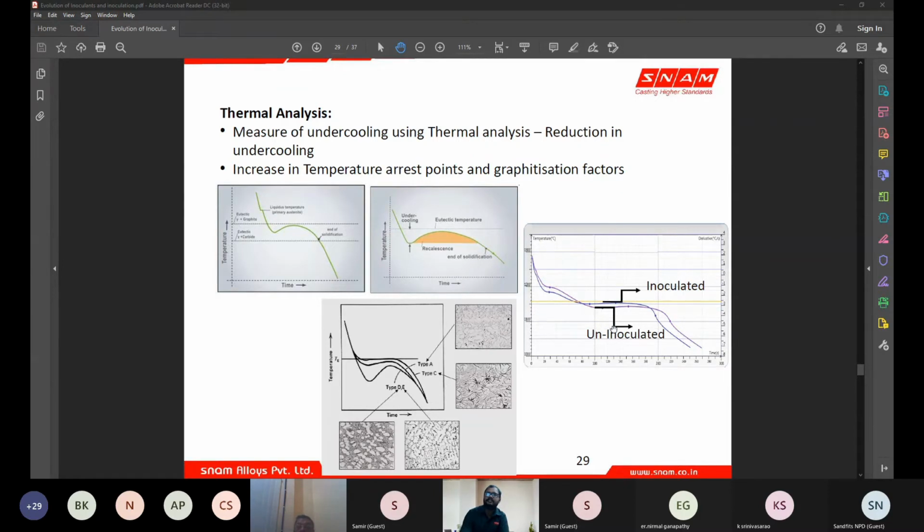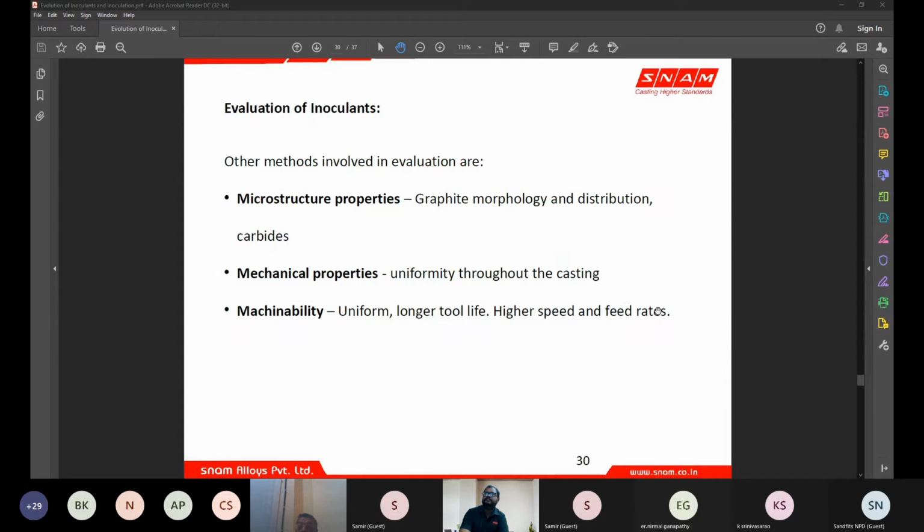When you see the uninoculated metal and inoculated metal, you have a shift happening from here to here. That means from base to final, all your temperature arrest points should increase. You should be getting a flatter and comparatively longer curve. The length of the curve talks about the uniformity of the graphitization happening.